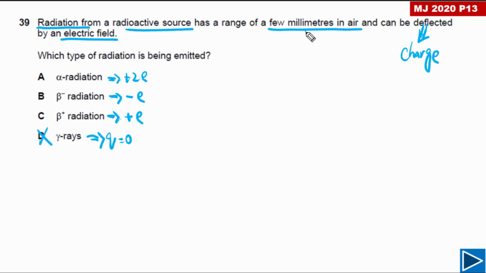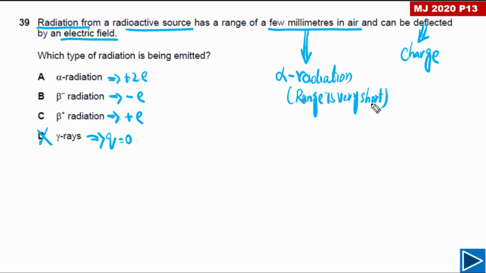The second thing it is given to us, the range few millimeters in air. If we look at the range of alpha and beta particles, the range of alpha particle is very short. The range of alpha radiation in air is very short, so we can write down alpha radiation range is very short, few millimeters.